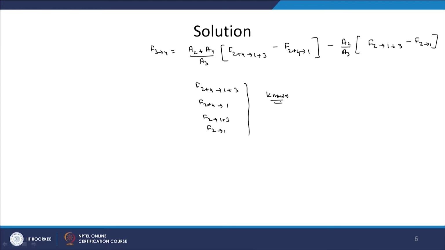These values are available at the back of the book, you can easily read these values. Okay. And based on this view factor algebra we could find the view factor F324 for the plates which are not adjacent to each other. Okay.